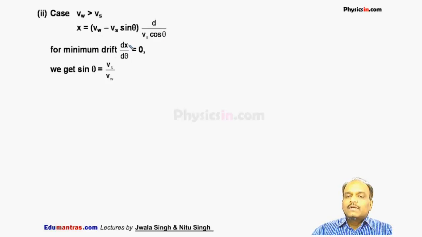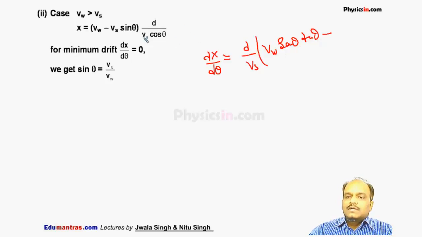For minimum drift I will differentiate this, dx by d theta, and we get dx by d theta equal to d by Vs into Vw into sec theta. Differentiation of sec theta is sec theta into tan theta, minus differentiation of tan theta is sec square theta, and which is equal to 0. This is the differentiation of this term. From here this sec theta can never be 0.